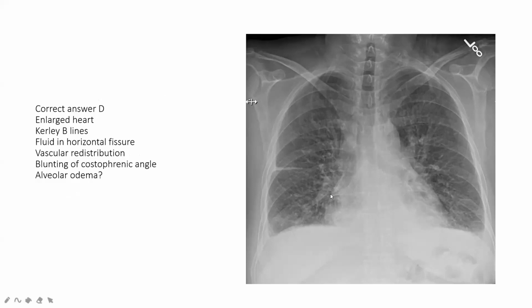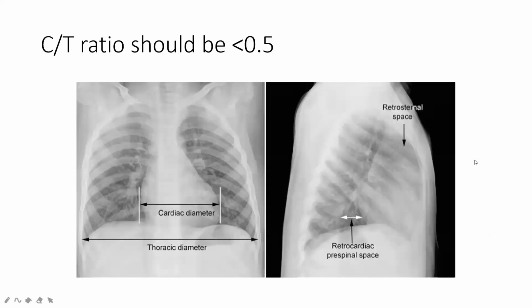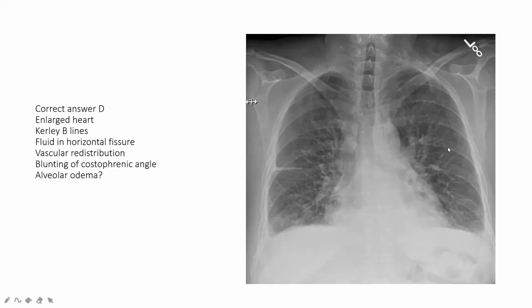So the most important thing is usually you see an enlarged heart, so an increased cardiothoracic ratio, as Rishi said. It should normally be less than 0.5, so the diameter of the heart divided by the diameter of the thorax at the longest point. It should be less than 0.5 in a PA radiograph, but if it is not, which is the case here, then that is a sign of cardiomegaly.